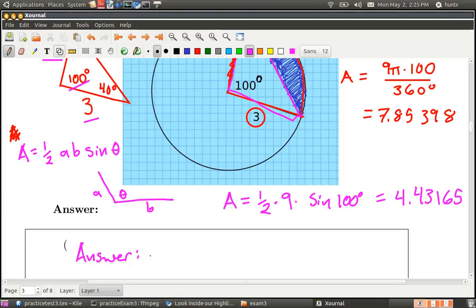Okay, and so now the answer to the question is the area of the sector take away the area of the triangle. So 7.85398 minus 4.43165, and you can figure this out on your own. I'm looking to see if I did it somewhere on this sheet of paper. So just put that into your calculator. Okay, problem done.